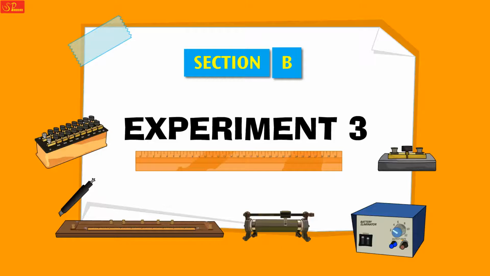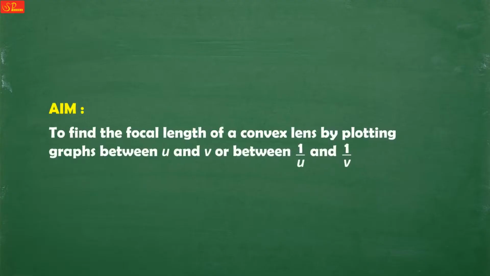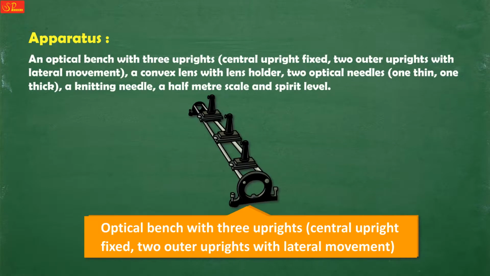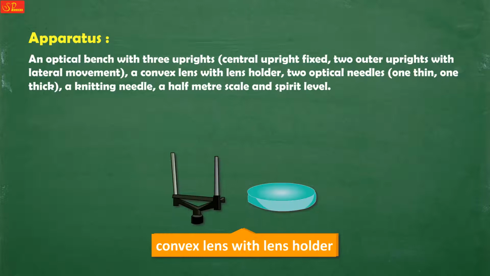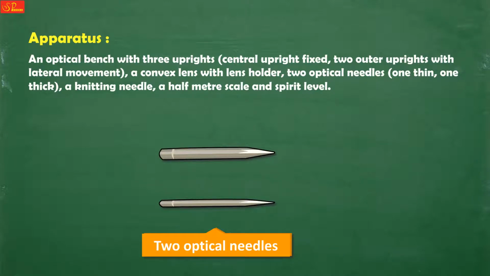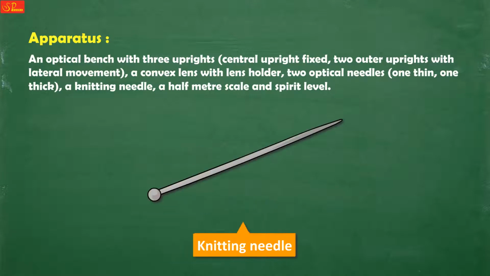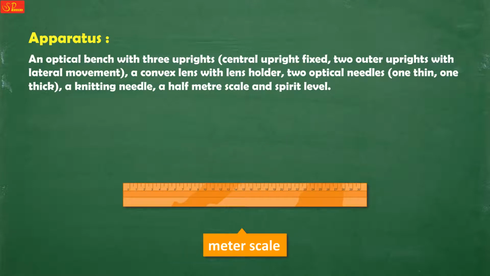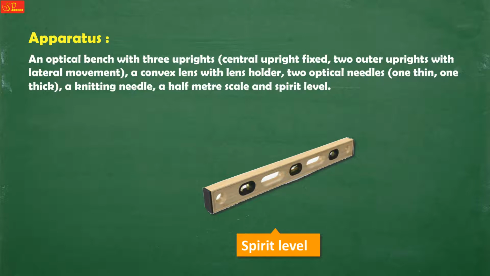Chapter 3 Experiment. Aim: to find the focal length of a convex lens by plotting graphs between u and v or between 1/u and 1/v. Apparatus: an optical bench with 3 uprights, central upright fixed, 2 outer uprights with lateral movement, a convex lens with lens holder, 2 optical needles, one thin, one thick, a knitting needle, a half meter scale and spirit level.